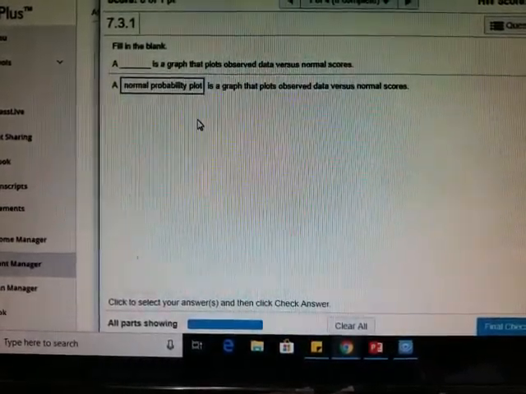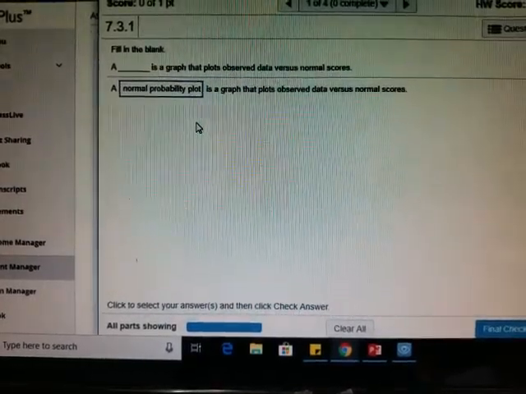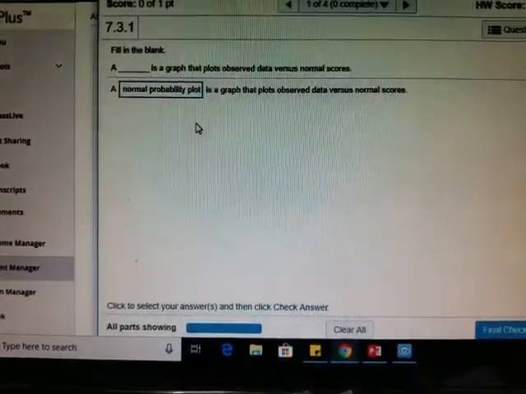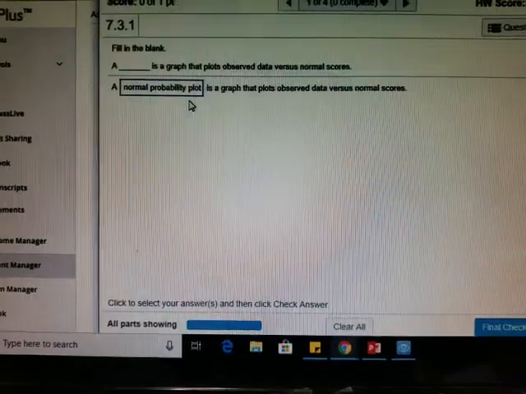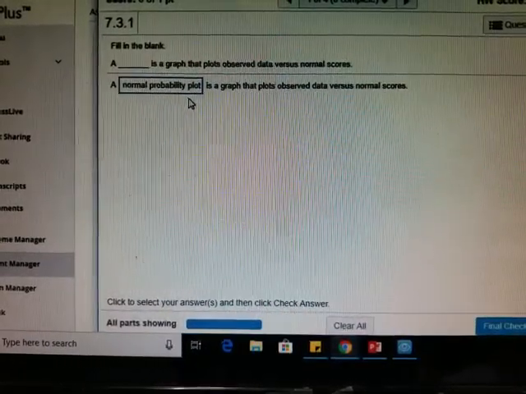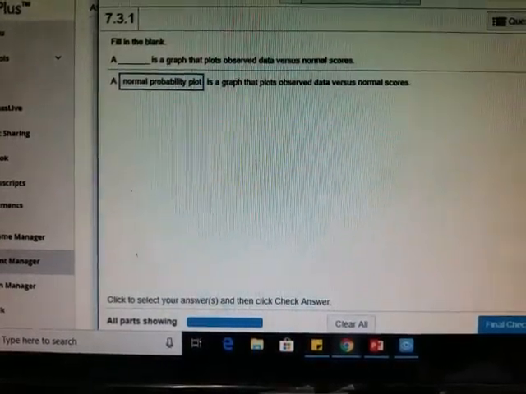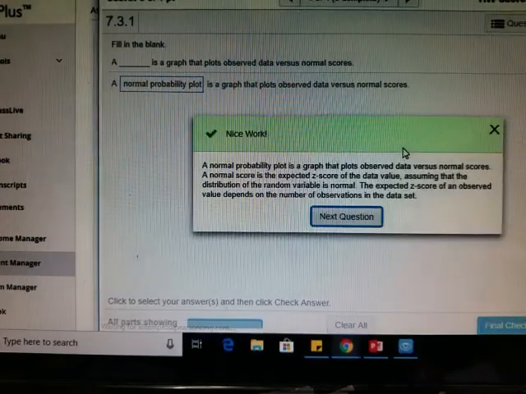Now, in StatCrunch, for some reason, they call that a QQ plot instead of a normal probability plot. It used to be called a normal probability plot in StatCrunch, and I'm not sure why or when that name was changed. And so that'll be your answer to number 1.